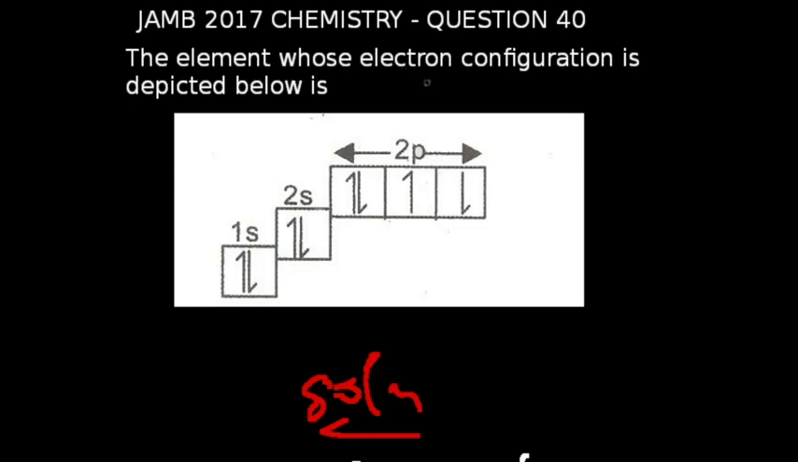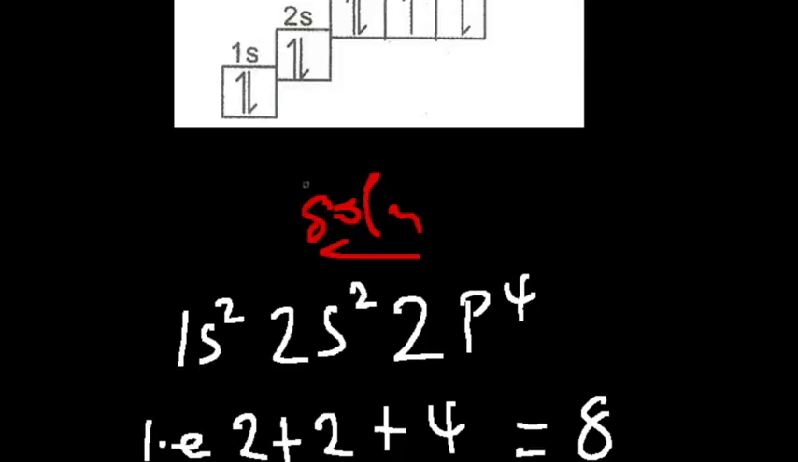The element whose electron configuration is depicted below is. The first thing we need to do to solve this kind of problem is to rewrite this configuration. If we rewrite this configuration, we're going to have something like 1s2, 2s2, and 2p4. That is, we have 2 arrows in the first box, 2 arrows in the second box, 2 in the third box, 1 and 1 in the fourth and fifth box.